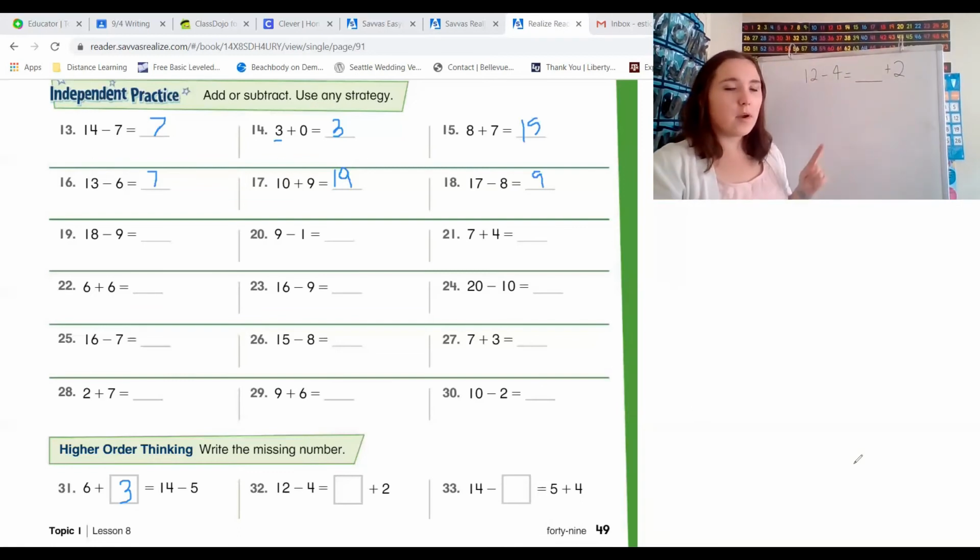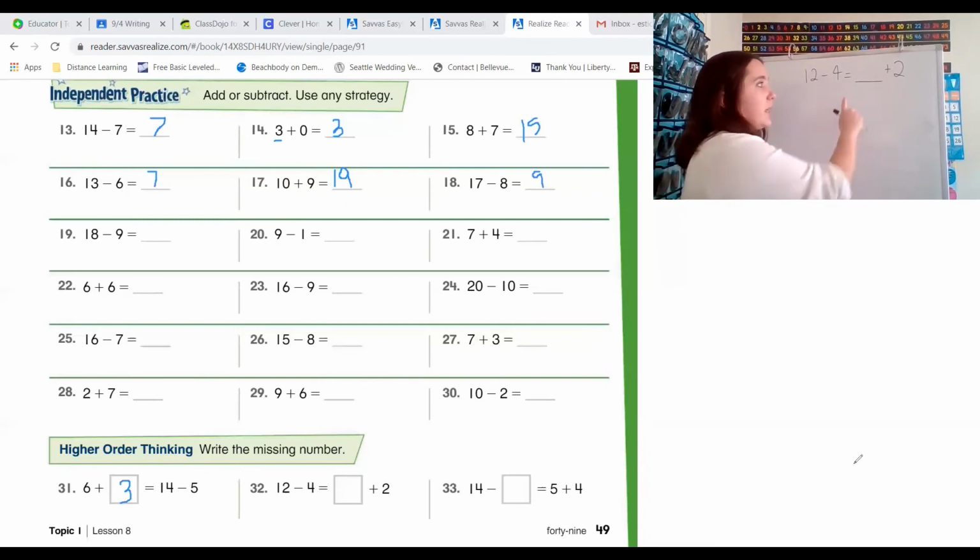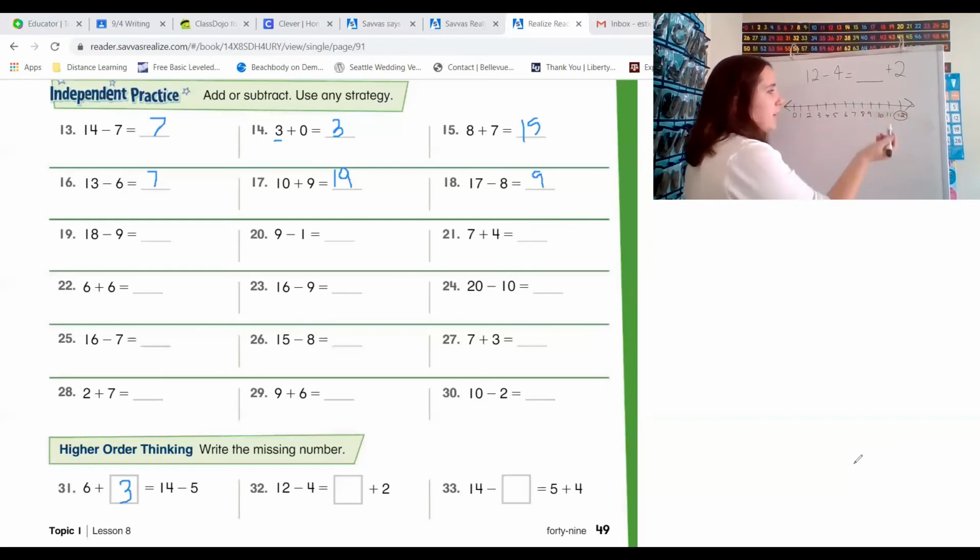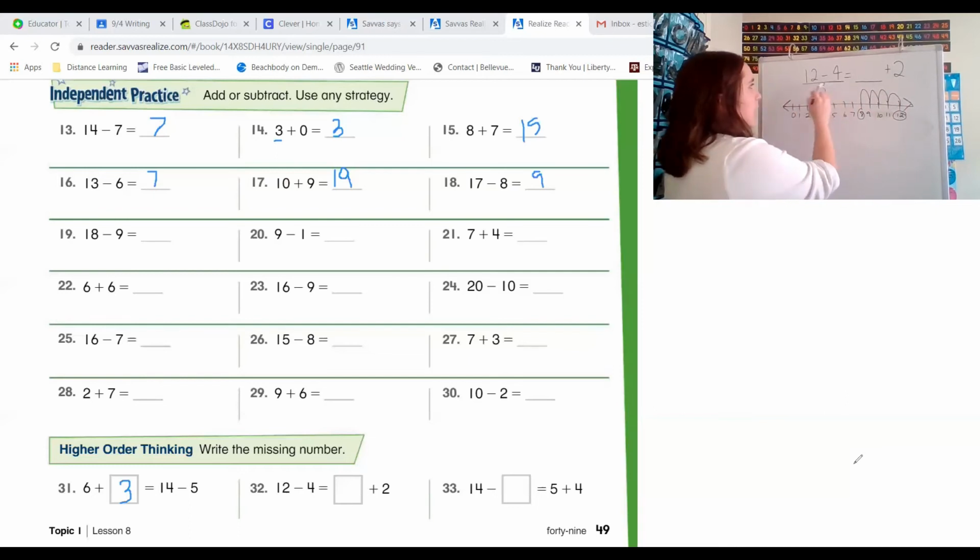Okay, I wrote it up here on our board. Remember, you need to start with the side that you have both numbers for and do that problem first. We can't start over here, so we have to start over here. 12 minus 4. Well, if I make a quick number line, okay, I can start at 12 and I can make 4 jumps backwards. So 1, 2, 3, 4. My answer is 8. So I have 8 on this side, okay?